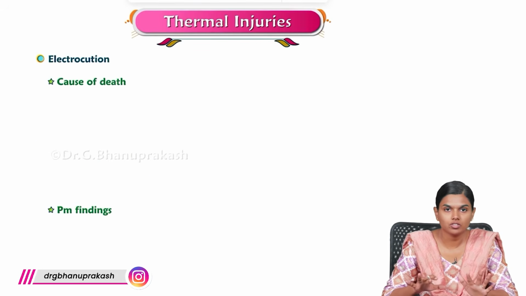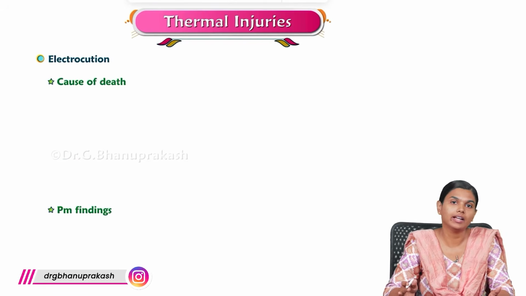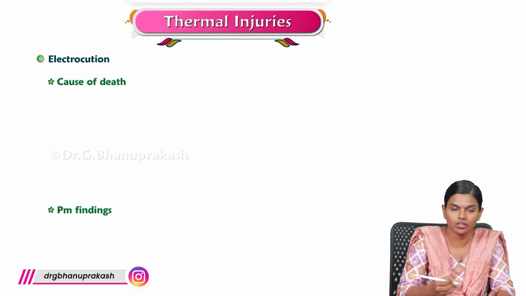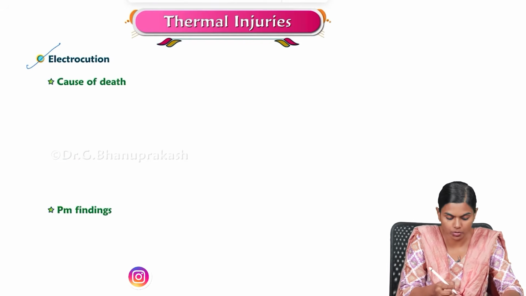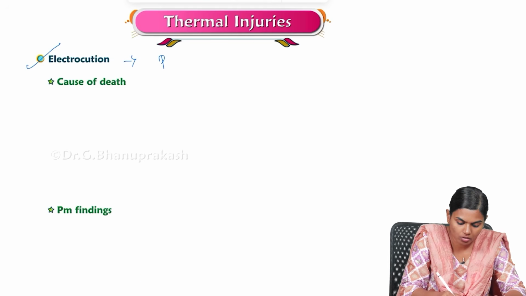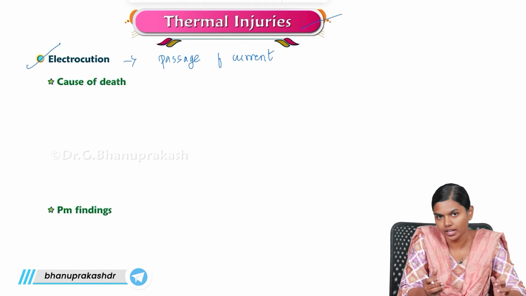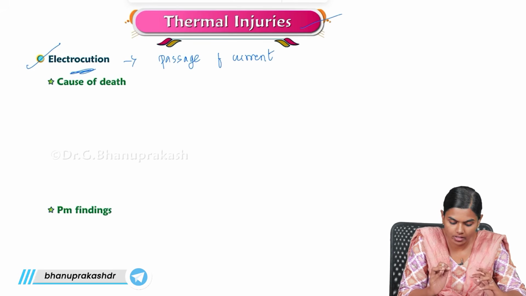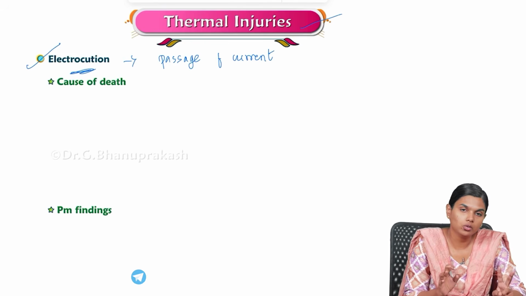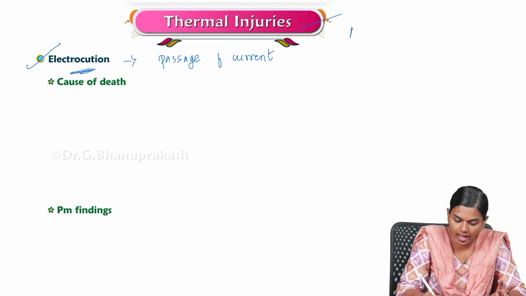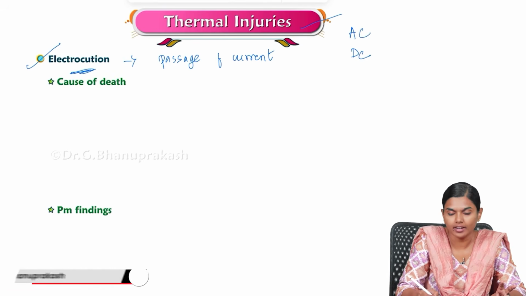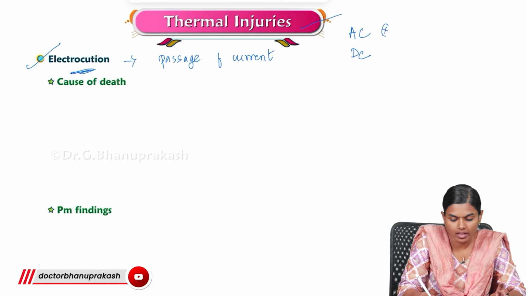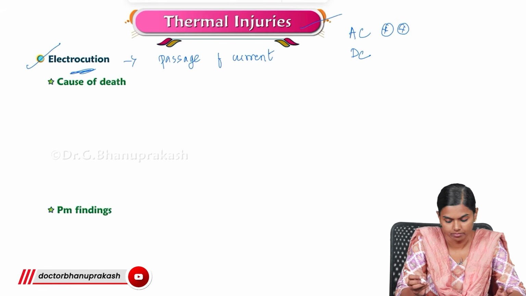Next to this thermal injury, we are going to see another entity in thermal injury, that is electrocution. So basically in electrocution, there will be passage of current. So, current will pass through your body and you will get certain thermal injury and eventually death. So, this is what electrocution is. And in case of electrocution, you get two types of current. You get alternate current and direct current. And between these two, this AC is very, very dangerous.